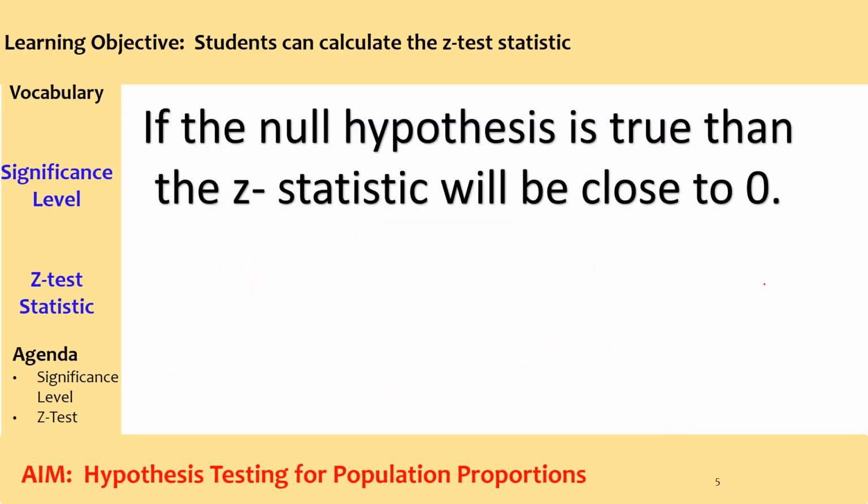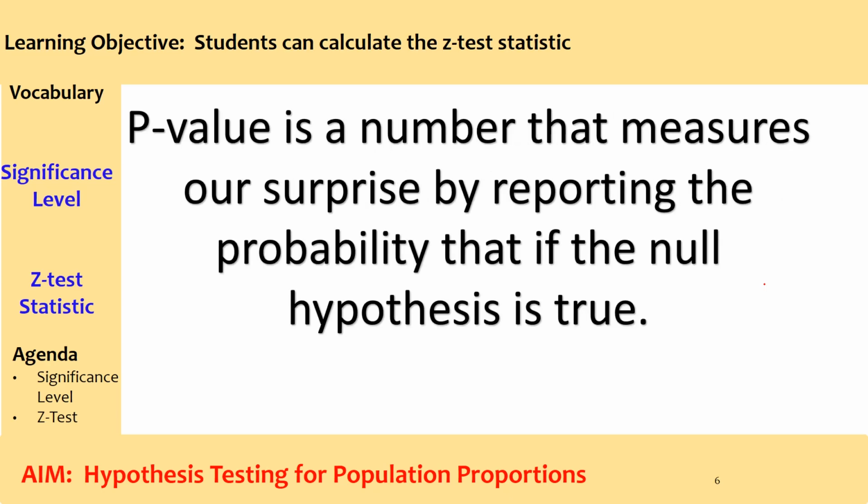So if the null hypothesis is true, then the z-statistic will be close to zero. And there's a thing called the p-value. It's a number that measures our surprise. It's kind of funny that we statisticians have a number to measure our surprise, by reporting the probability of the result if the null hypothesis is true.